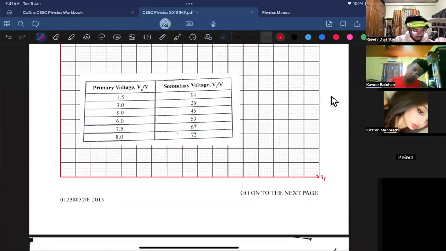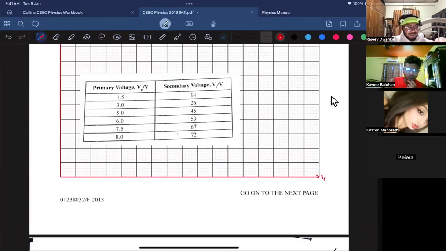We could probably do every one block is 0.5. Let me see how it works. Maybe that's too small. Well, we go see, right? Okay. In physics, your graph must take up more than half of the page. Otherwise, you're gonna lose marks.